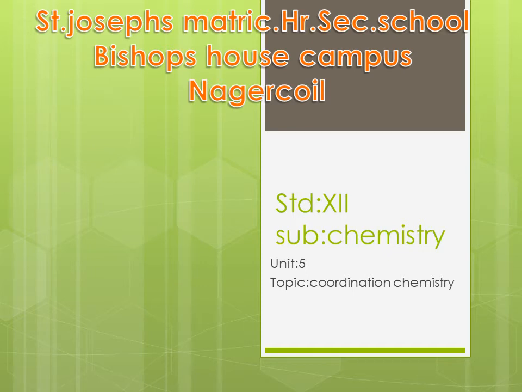So these coordination compounds are formed between the metal and the ligand, and the bond formed is called a coordinate bond. One will be the donor, the other will be the acceptor. Here the metal will be the acceptor and the ligand will be the donor. So let's learn that in detail in this video.